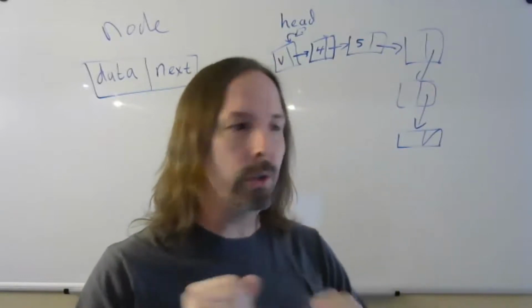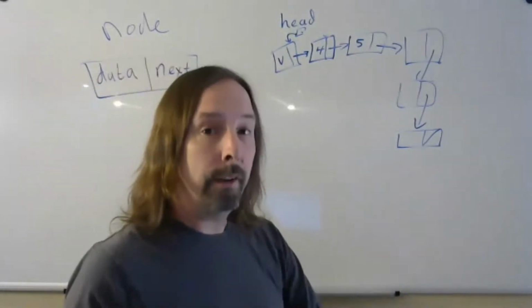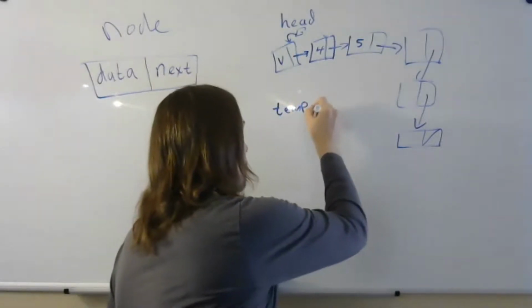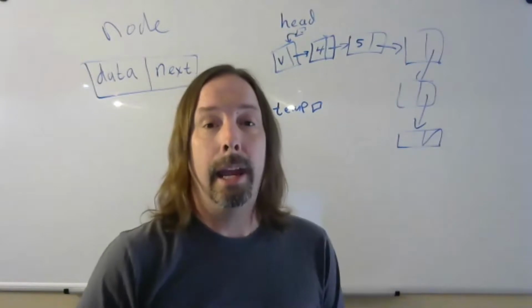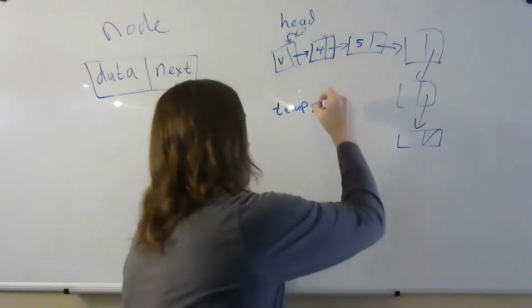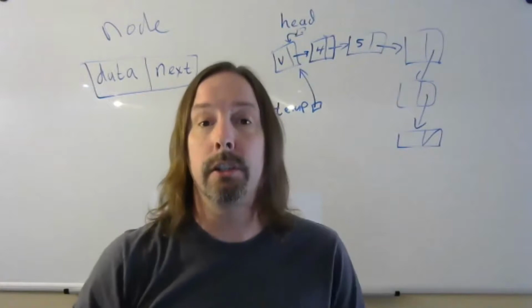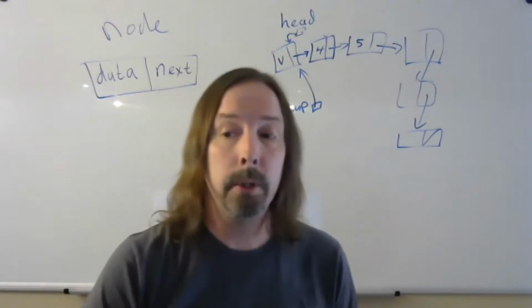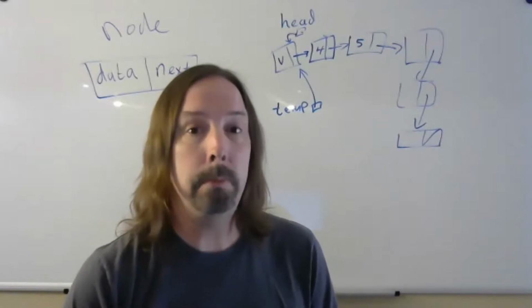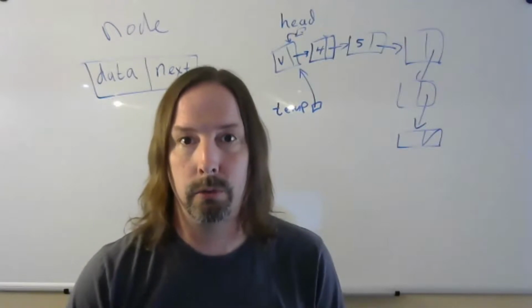So what we're going to do is this. We're going to create a temp reference, and we're going to point it at head. All right. If head is null, then temp will be null. If head is not null, then temp will be pointing at a node. It will have to be pointing at a node if that's true.